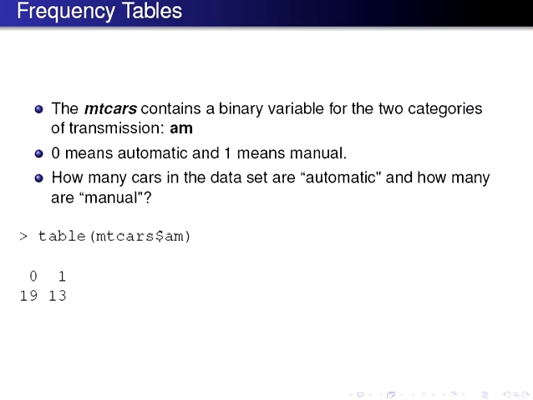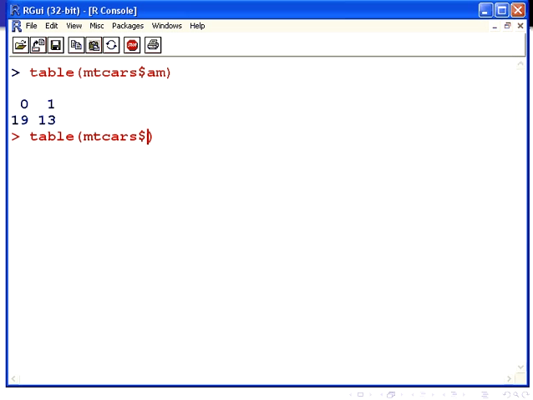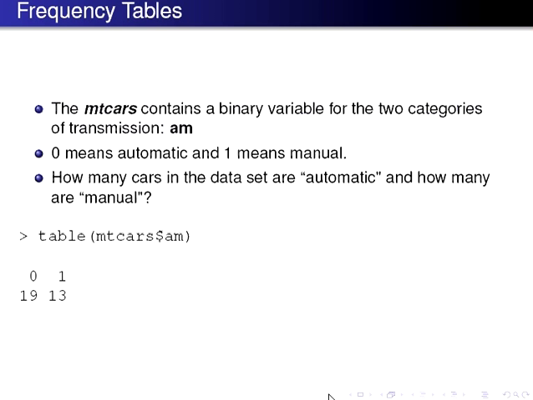Let's just have a look at another categorical variable in that data set. It is cyl. So 4-cylinder, 6-cylinder, 8-cylinder. We have 11 4-cylinder cars, we have 7 6-cylinder cars, and we have 14 8-cylinder cars. So that's how we would look at that.